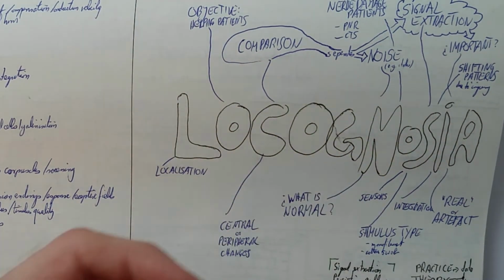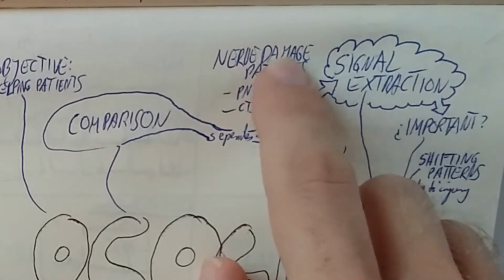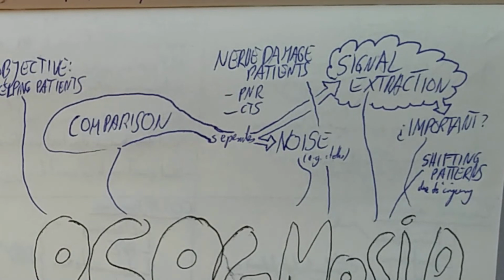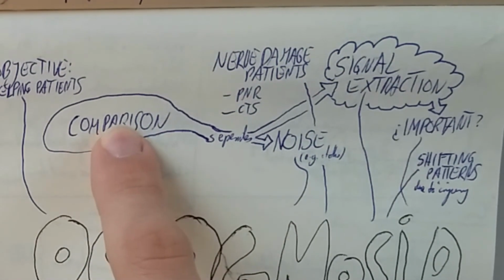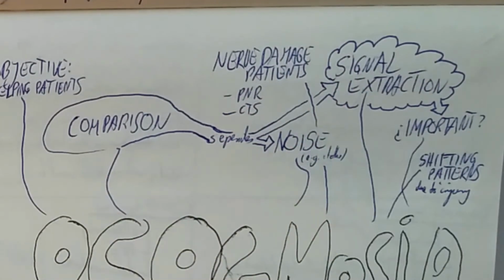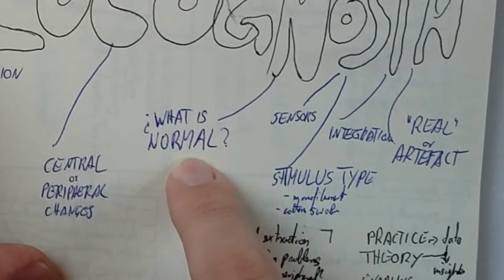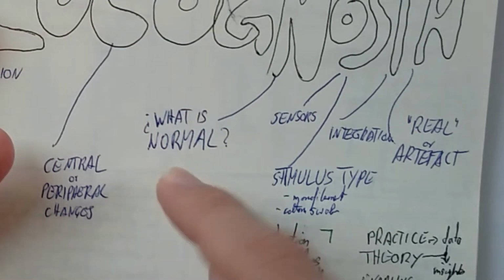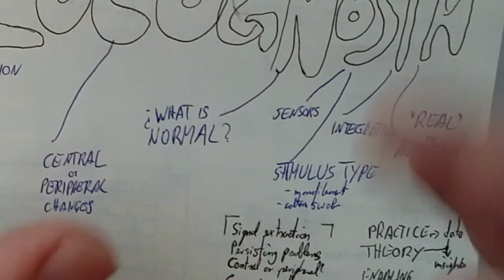And this type of KWIC is more of a summary of what I thought about before. You again see nerve damage patients, you have peripheral nerve repair and carpal tunnel syndrome. You have a comparison, in this case the comparison in the brain, by which the brain extracts the signal. And the question, what is normal? And this is why we need to not only test patients, but also test healthy controls to see, well, what is the normal range anyway?